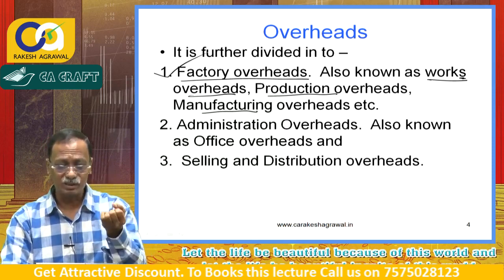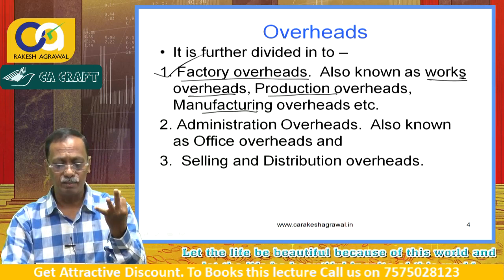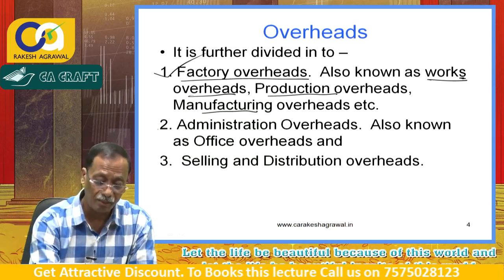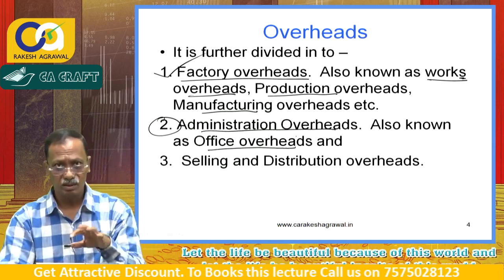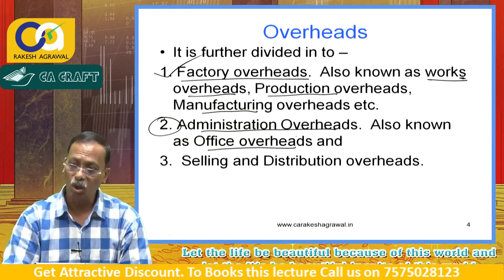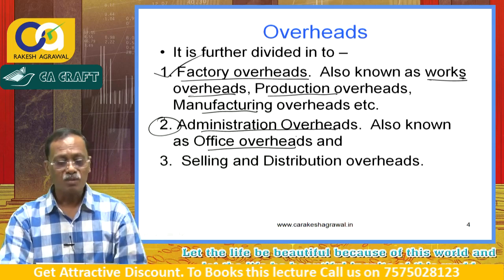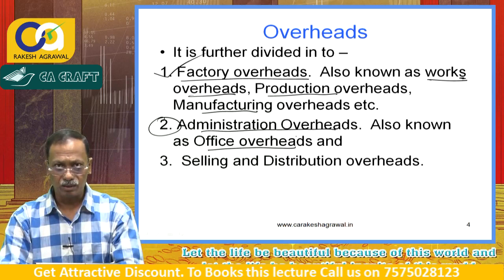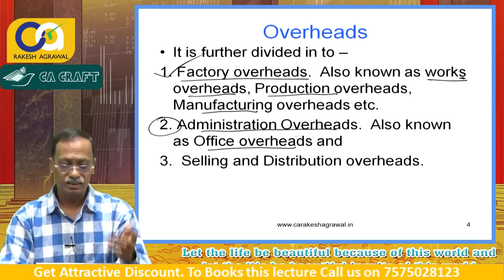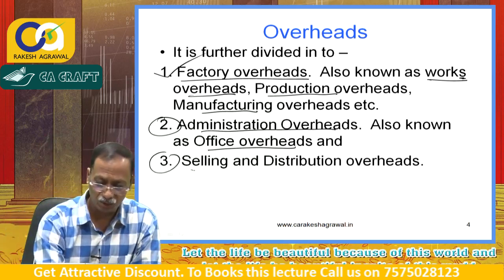When these indirect expenses, that is indirect material, indirect labor or indirect expenses, are incurred for administration activity, it is called administration overheads, also called as office overheads. Another name to it is office overheads. And whatever expenses are incurred on marketing of your product or services, that is selling and distribution overheads.